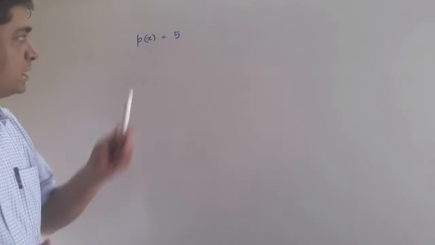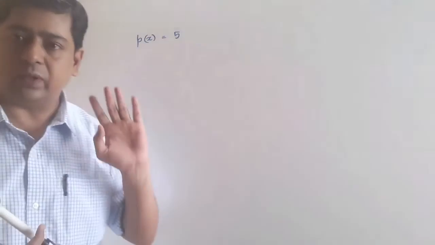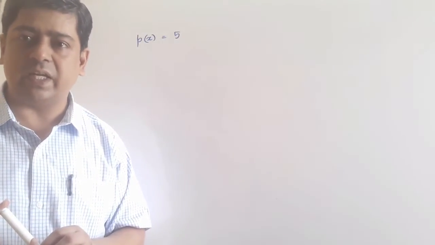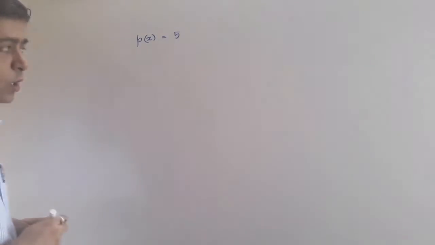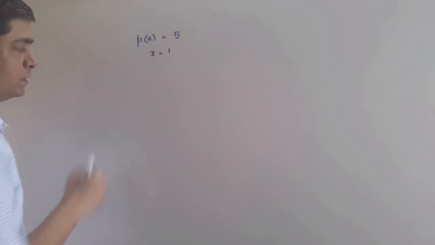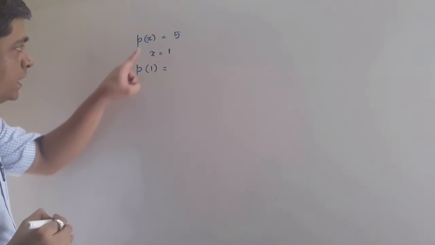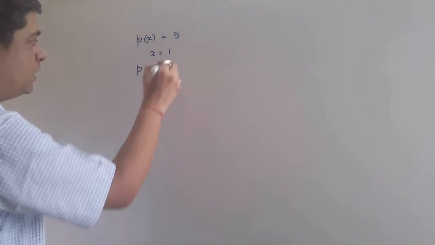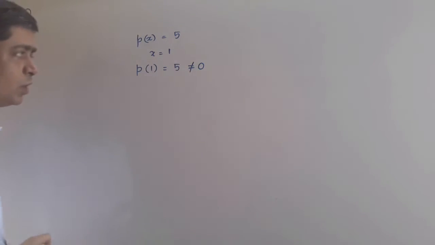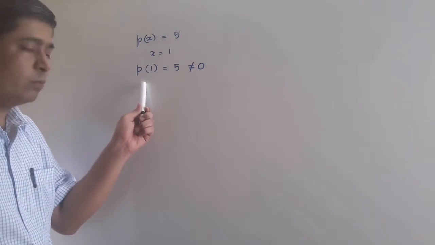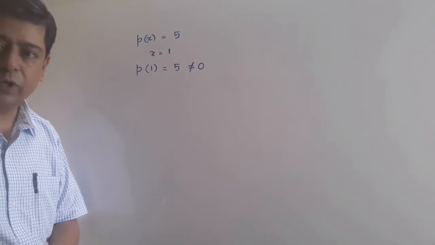Can I say that it is a constant polynomial? Yes, definitely, because the value of p of x is a fixed value, and if p of x has a fixed value, we can say that it is a constant polynomial. Now if I ask you to put x equal to 1, what is the value of p of 1 here? You can replace the value of x, but the value will always come 5 only, which is definitely not equal to 0, because to find the zero, the value of the polynomial should become 0, and that value will be called the zero of the polynomial, right?